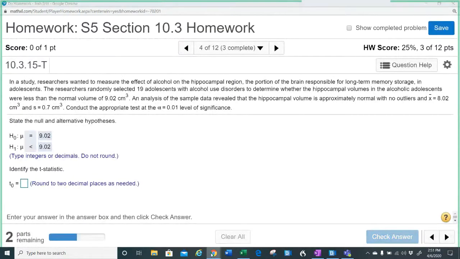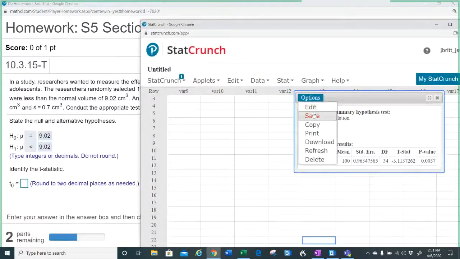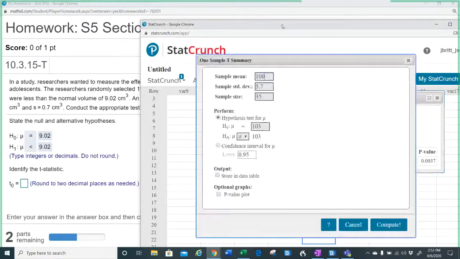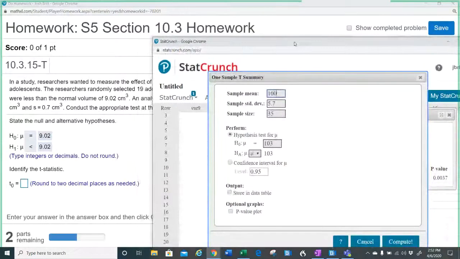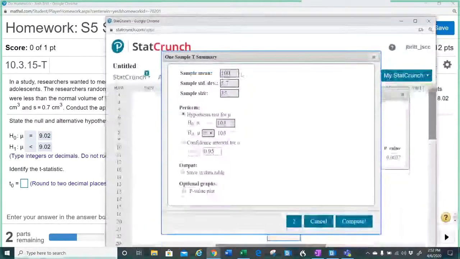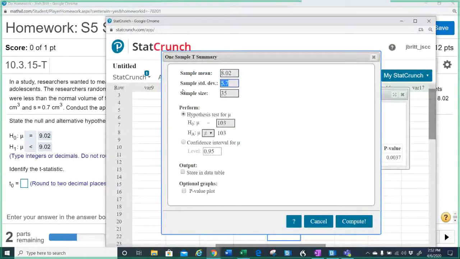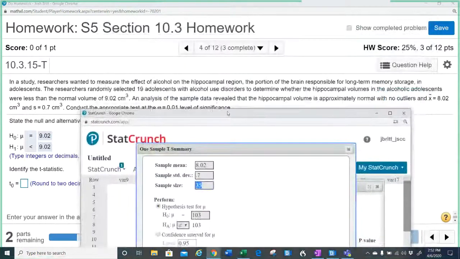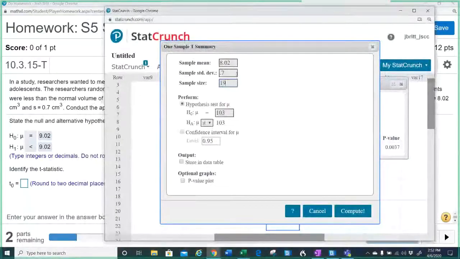And we'll get our summary statistics. So the sample mean was 8.02. Standard deviation, 0.7. And the sample size, how many did they select? They selected 19. And the standard is 9.02, and we're doing less than.